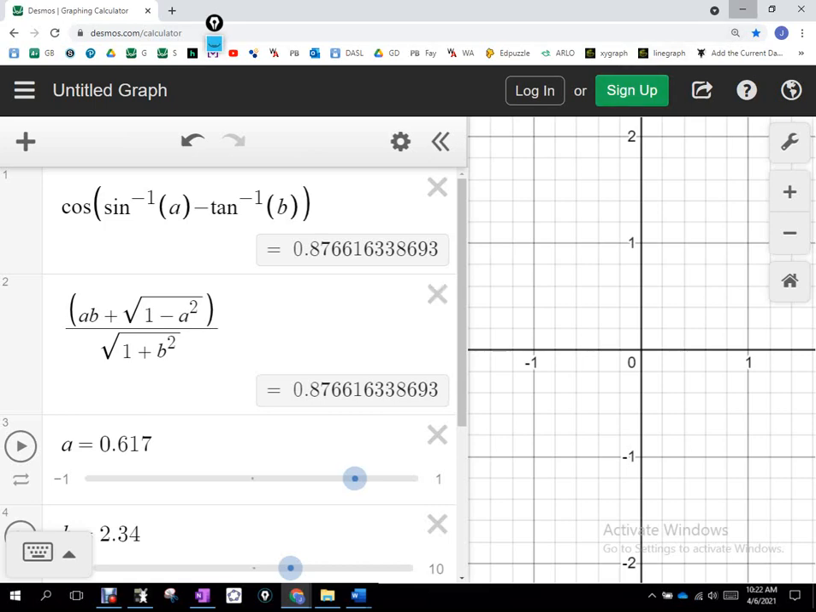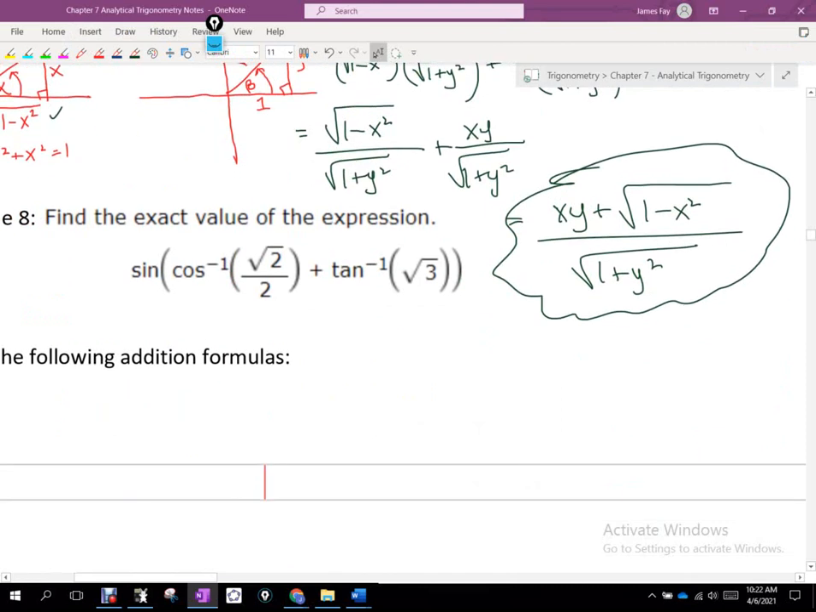The next one I want to do is, I think, a little bit simpler. Maybe I should have done this one first. This is using specific angles. So we got sine of cosine inverse of radical 2 over 2. Previously, the radical 2 over 2 was x. And then tangent inverse of radical 3, previously the radical 3 was y, right? So those are specific ratios, where in the last example we had generic ratios. Does that make sense?